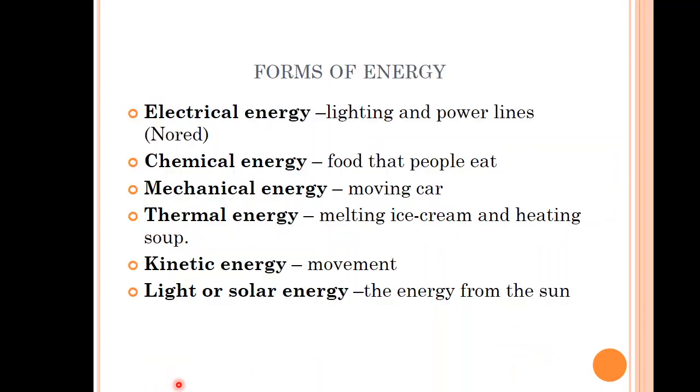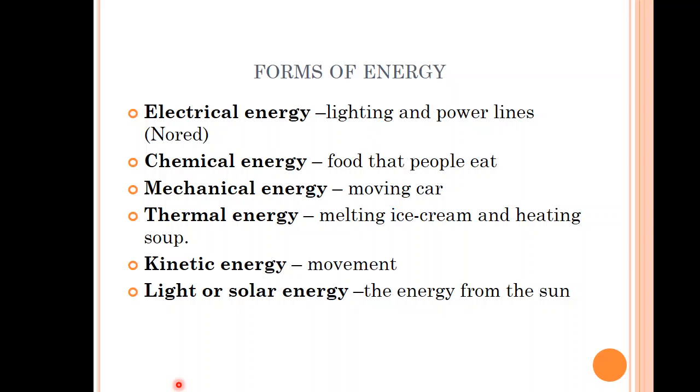There are different forms of energy. We can name some here. We have electrical energy, that is lightning. When it's raining and then you see lightning, that is electrical energy, or the power lines that we have in our towns. And then there's chemical energy that we get from the food that we eat.